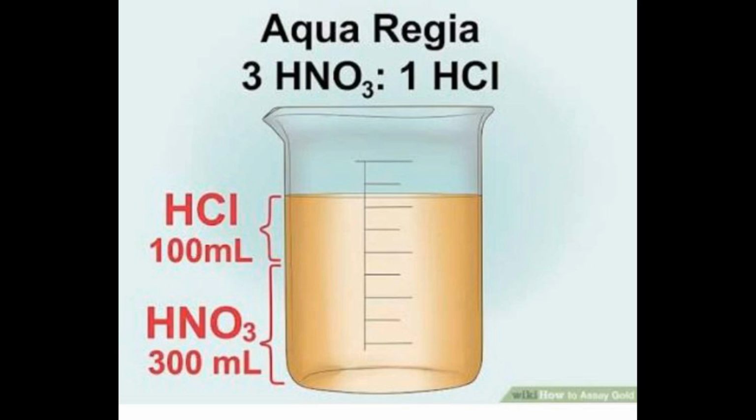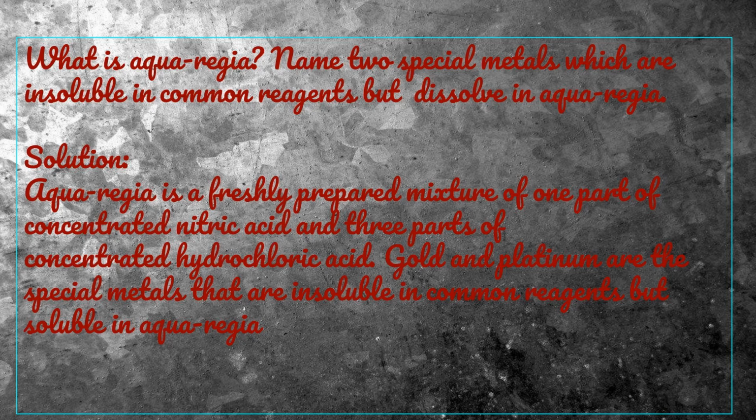Aqua regia, Latin for royal water, is an acidic, corrosive, and oxidative mixture of 3 parts concentrated hydrochloric acid, HCl, and 1 part concentrated nitric acid, HNO3. It is called aqua regia because it is one of the few acid mixtures that can dissolve the noble metals gold, Au, platinum, Pt, and palladium, Pd. So, what is aqua regia?